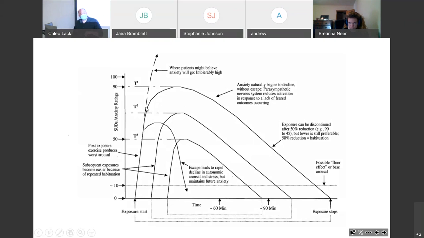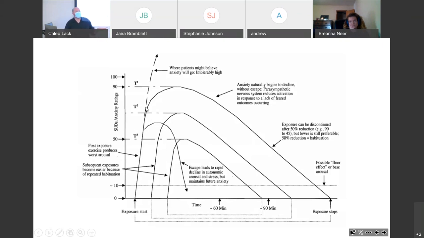Anxiety goes up. And people who have problems with fear and anxiety think that what's going to happen is my anxiety is going to continue to increase. And it's going to go up and up and up until my heart explodes and I die. Which, of course, isn't reality.